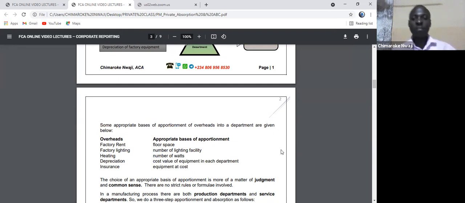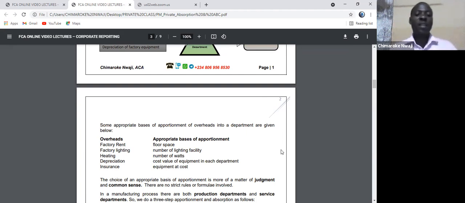First of all, we have factory rent. Factory rent has to do with the floor space, the rent of a factory. What is the appropriate basis of measurement? It is the floor space. So you measure the factory space as a floor square meter and compare it with the total building space. So you will know how you apportion your factory rent. Let me say you are paying rent for the whole building, let's say it's 1 million, and the production house is taking 70% of the whole space. It then means that 70% of the factory rent will go to the production. So that is what it means here.